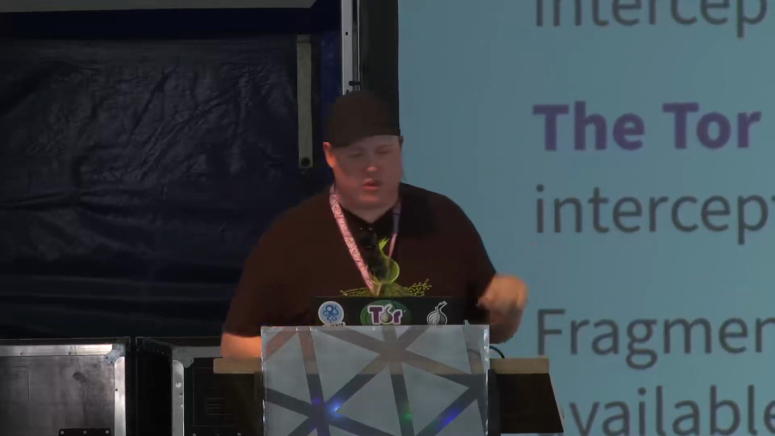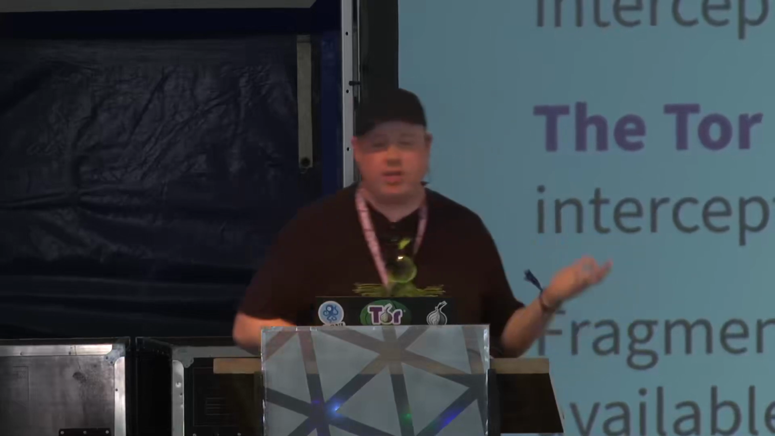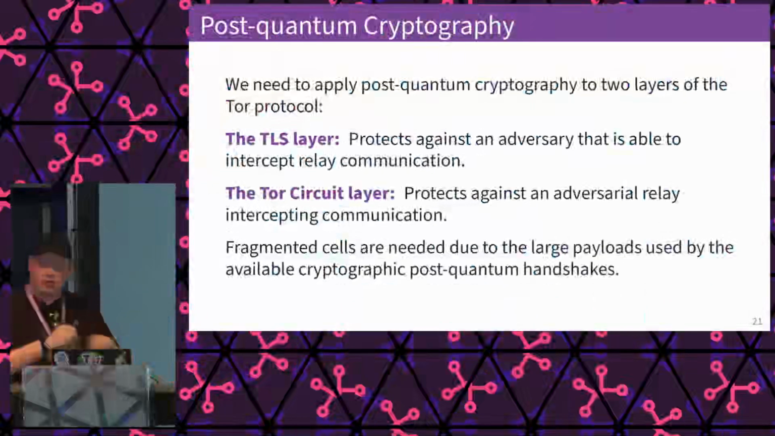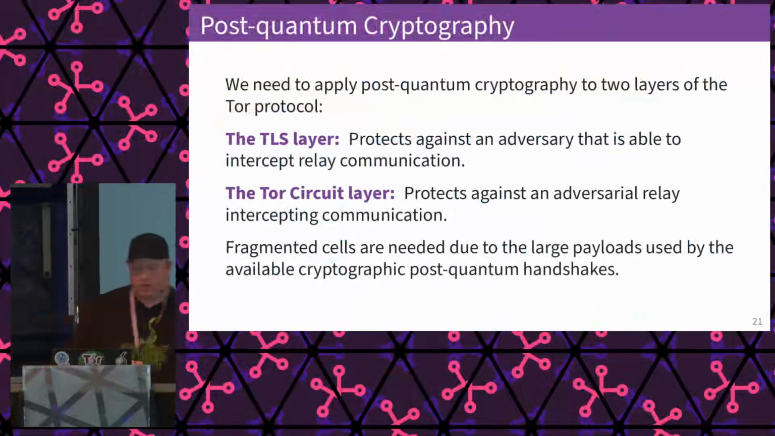And then we have the Tor circuit layer, which is a protection mechanism against an adversary who's currently in the network, for example as a middle node, and is monitoring the encrypted traffic that it sees that is unpacked from the TLS stack.